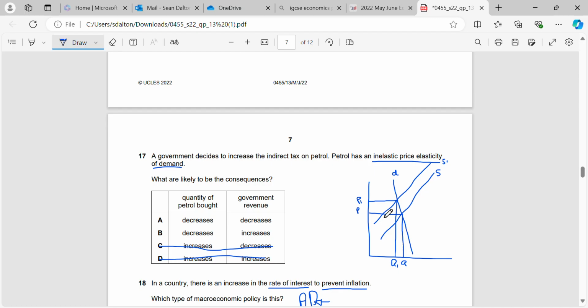And you can see that in this curve that I've drawn. The price change here is bigger than the change in the quantity, which means that even though the price increases by, let's say, 20%, only 10% of people are actually no longer buying the petrol. So because the price increase is higher than the decrease in quantity demanded, government revenue is going to increase. So correct answer is B.